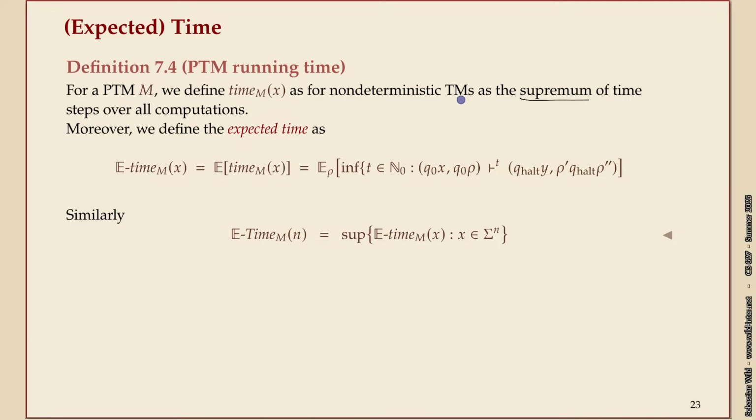But we had the very same definition for non-deterministic Turing machines. There it was also possible that some branches of the possible computations just keep running forever. So time without a qualifier is the worst case time on that input. Right? Time is worst case.